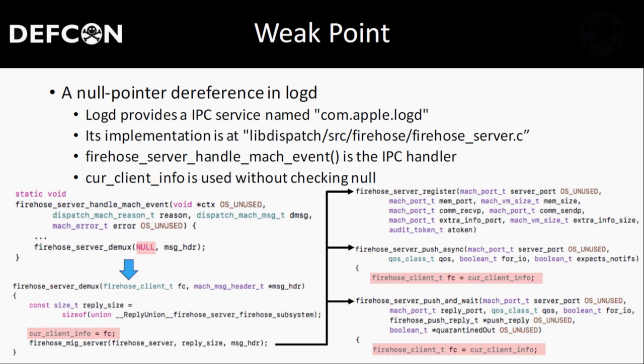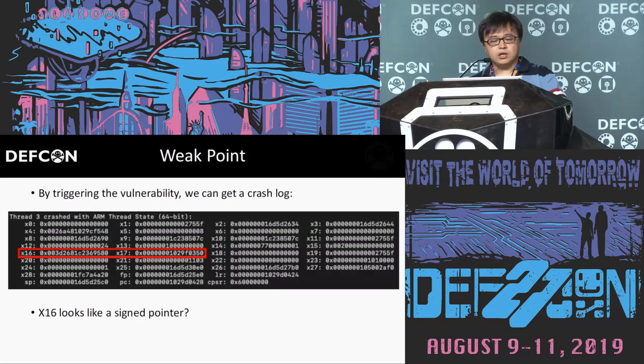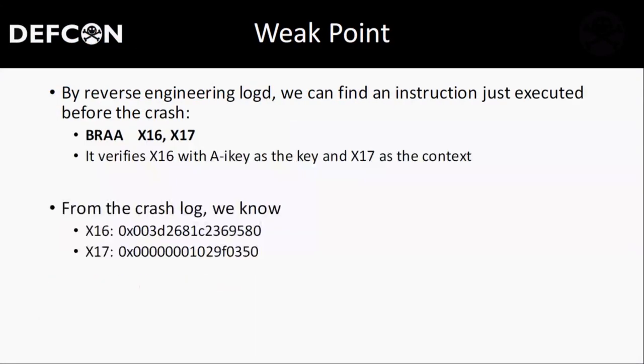But it passes this global variable to different methods without checking whether the global variable is null. So in those dispatched methods, it just trusts the current_client_info variable without checking whether it is null. When it uses it, it will cause a null pointer dereference and crash the logd daemon. By triggering this vulnerability, we can get a crash log like the following. In the crash log, we can see that the X16 register seems like a signed pointer. And by reverse engineering logd, we can find an instruction that was just executed before the crash.